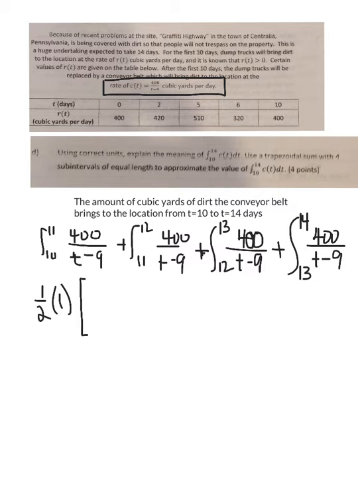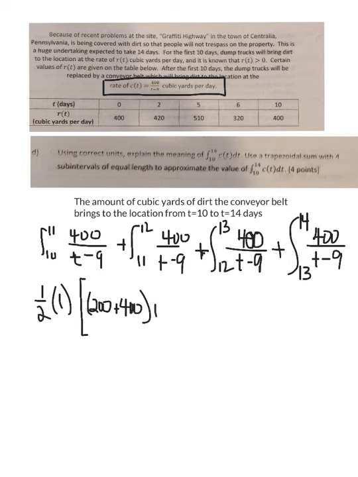Oops, my pen's not on. That would be 200, right? So then that would be one of my bases. So one of my bases is 200, and then we're going to add the other base to it. So the other base would be putting in 10 down here. So 10 minus 9 is 1, and 400 over 1 is 400. So then I have 200 plus 400.